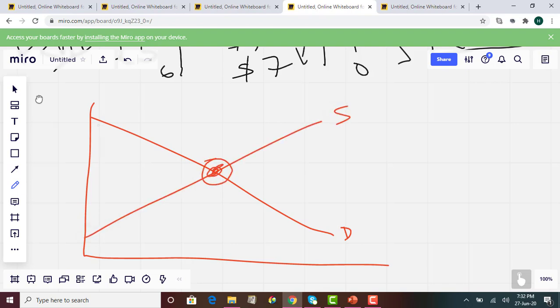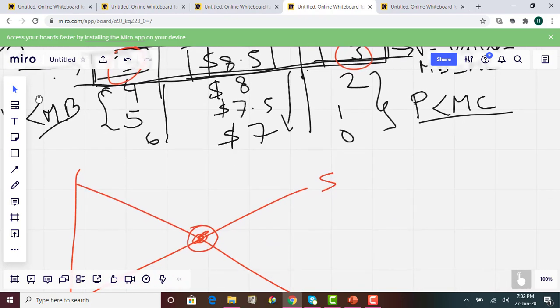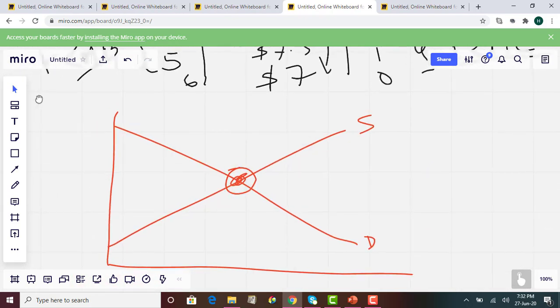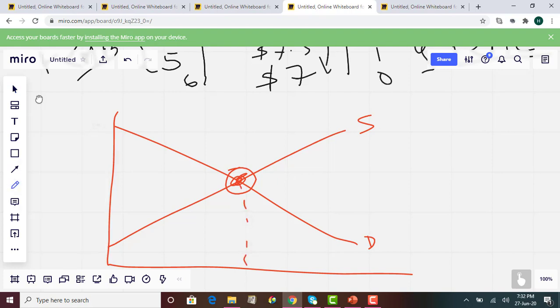Now from the table above we saw the equilibrium price is $8.5, right? This is where your quantity demanded and quantity supplied are equal. So this is the point where the demand curve is intersecting with the supply curve. So this is 3 and this point is 8.5.